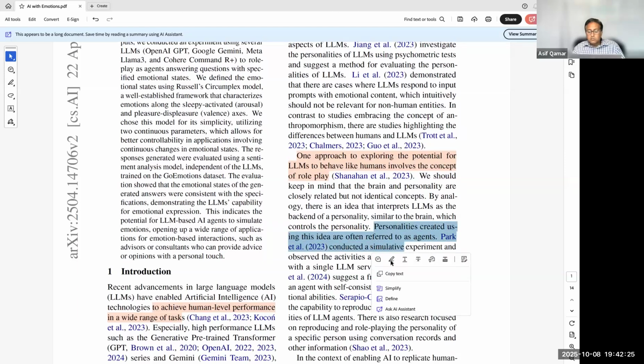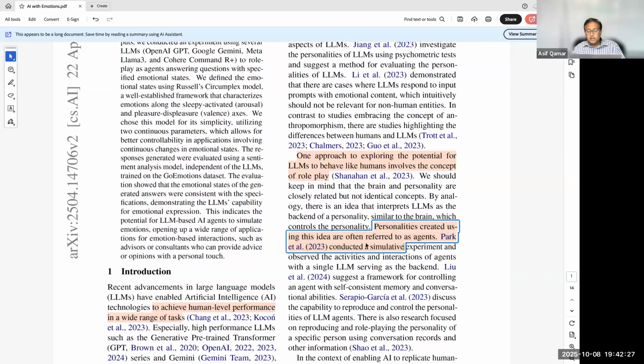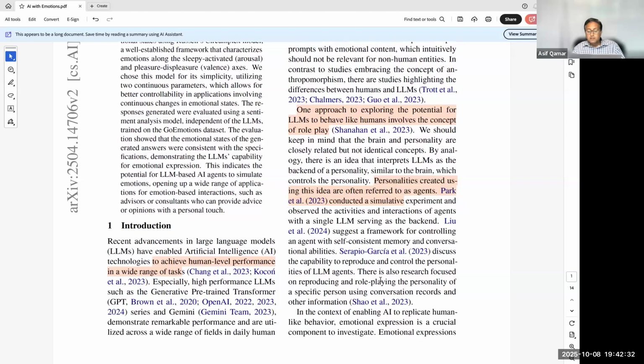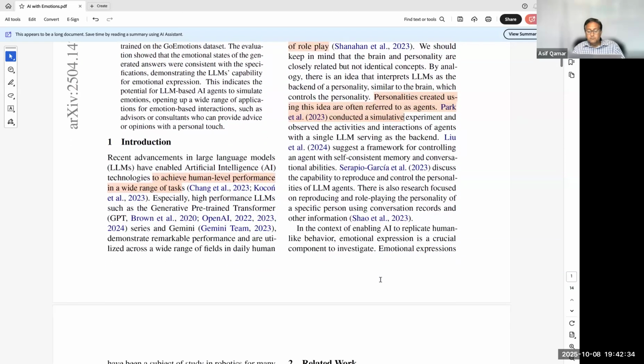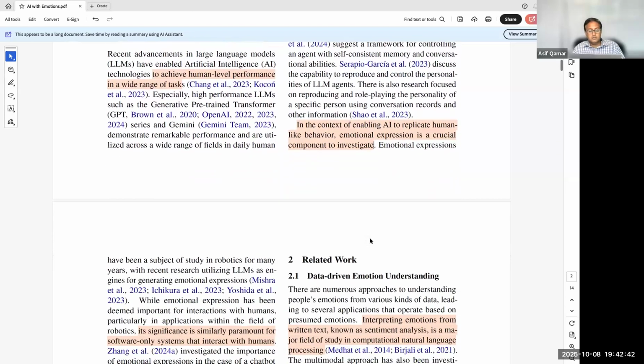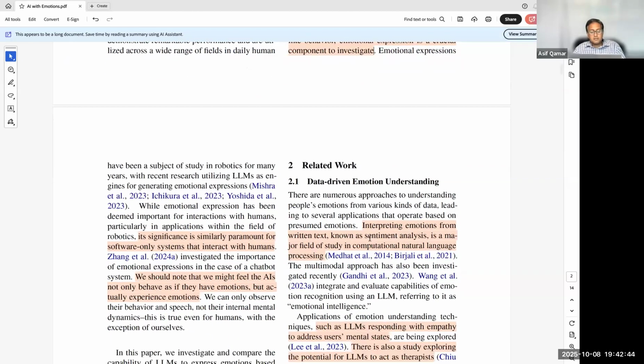I'm just going through some of them. Personalities created using this idea are often referred to as agents. I think we're kind of familiar with that, so I'm going to skip. All right, this is interesting. In the context of enabling AI to replicate human-like behavior, emotional expression is a crucial component. Of course, I think they're setting the context behind why this paper is written, and then proving that.